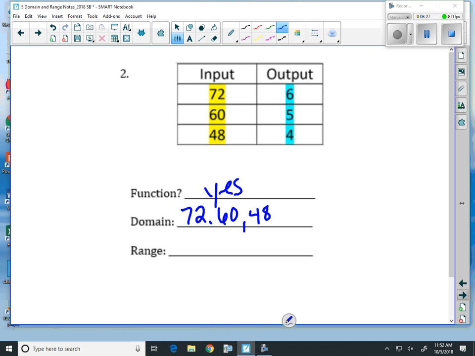Some teachers like you to put them in order, from lowest to highest. I don't care which way you write them, as long as you have those numbers in there. And then output 6, 5, and 4 for our range. So don't you say that these ones go to X? Yeah, because input is X. No, but so good.